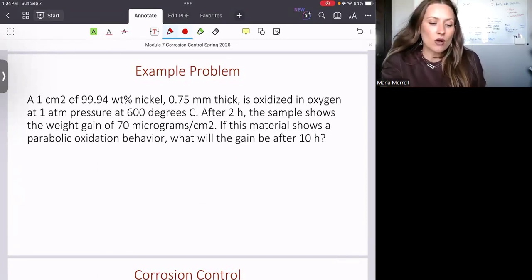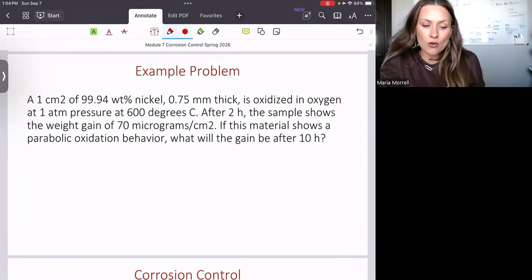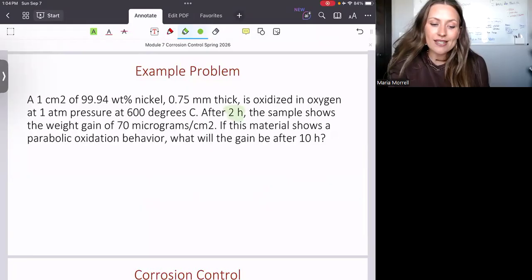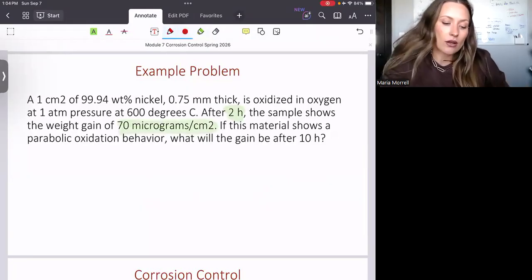So we're given a 1 centimeter squared of almost pure nickel. It is also 0.75 millimeters thick. Now, it is oxidized in oxygen at 1 atmosphere pressure and 600 degrees C, right? Relatively high temperature. After 2 hours, the sample shows the weight gain of 70 micrograms per centimeter squared.